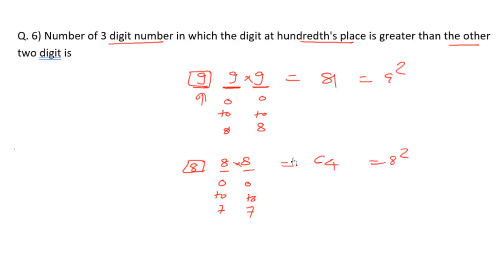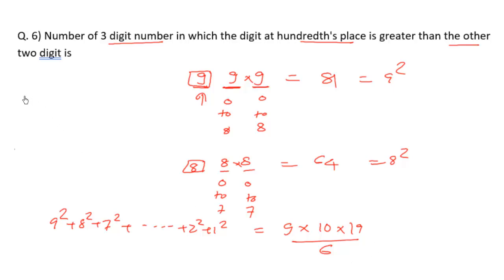If we clearly extend this idea, then we can say that the answer should be 9 square plus 8 square plus 7 square, so and so forth till 2 square plus 1 square, which is nothing but 9 into 9 plus 1, that is 10, into 2 and 2 into 9 plus 1, that is 19, divided by 6.